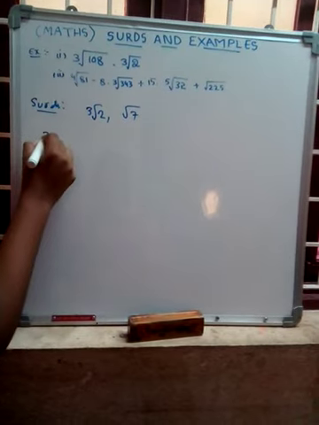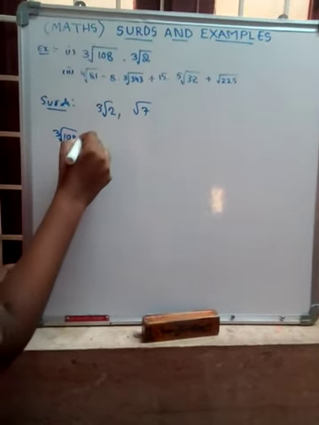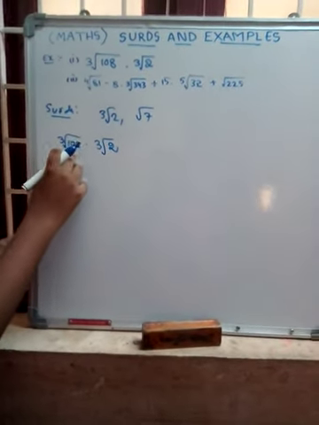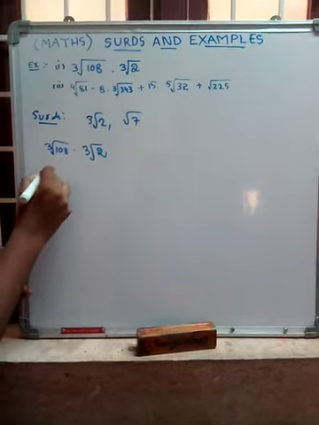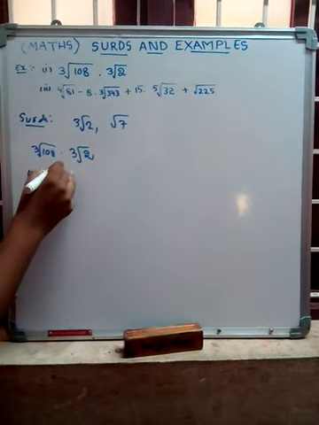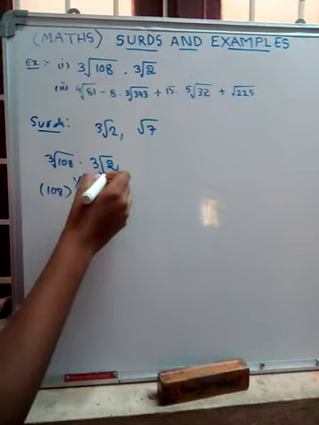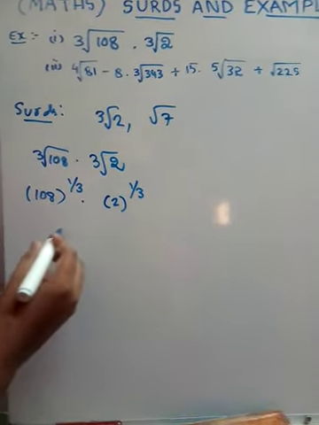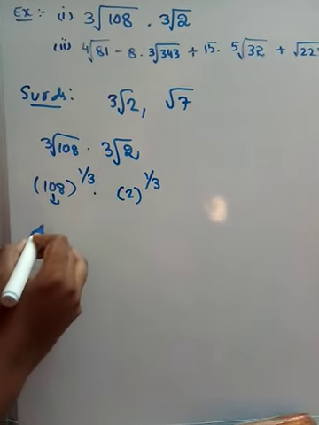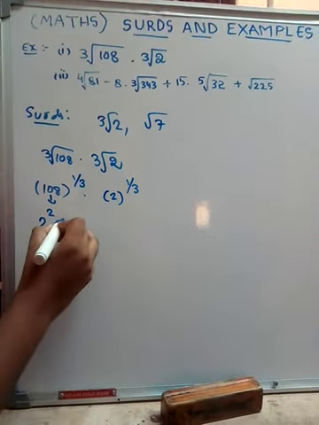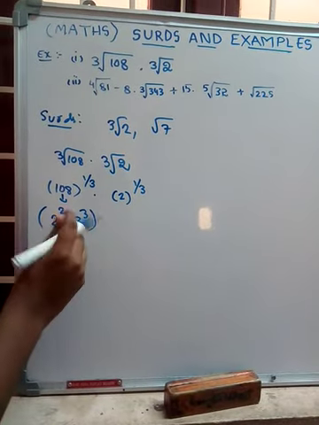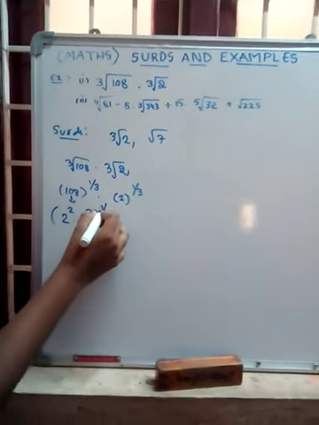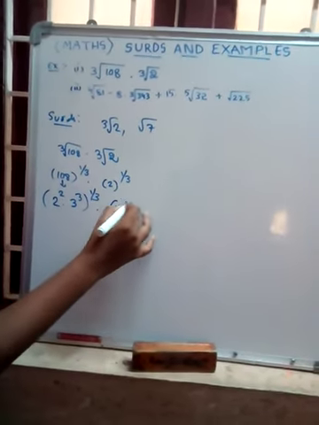First one: cube root of 108 into cube root of 2. First, the cube root of 108 we can write as 108 whole power 1 by 3, into the cube root of 2, which we can write as 2 whole power 1 by 3. Now the next step: 108 we can write as 2 square into 3 cube, 4 into 27, which is 108. Power 1 by 3, into 2 power 1 by 3.